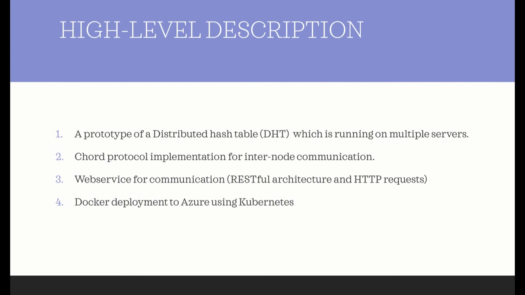Now moving on to a high-level description of our project, we have built a prototype of a distributed hash table running on many servers or nodes. It is decentralized and the nodes communicate with each other. We have implemented CORD protocol to support communication between nodes. The communication is handled by the web service through the hash table APIs and it uses HTTP requests. We have used a RESTful architecture for the web service.